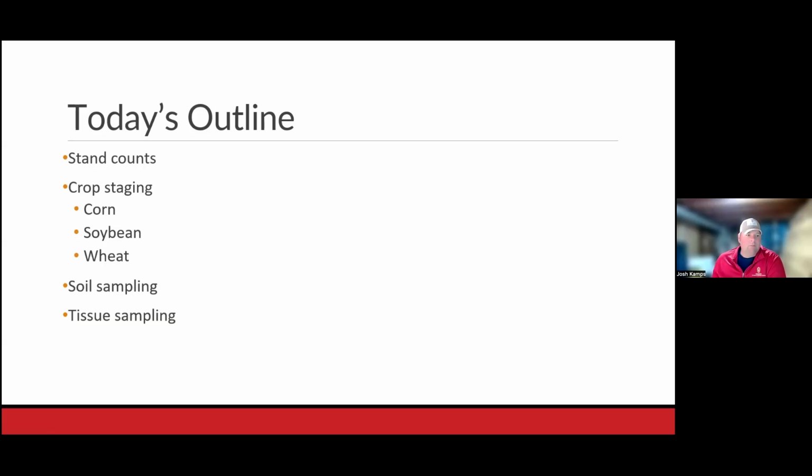And then we're going to end with a conversation about soil sampling and tissue sampling, how we do those processes in the field, and then some different timings that we might utilize that.